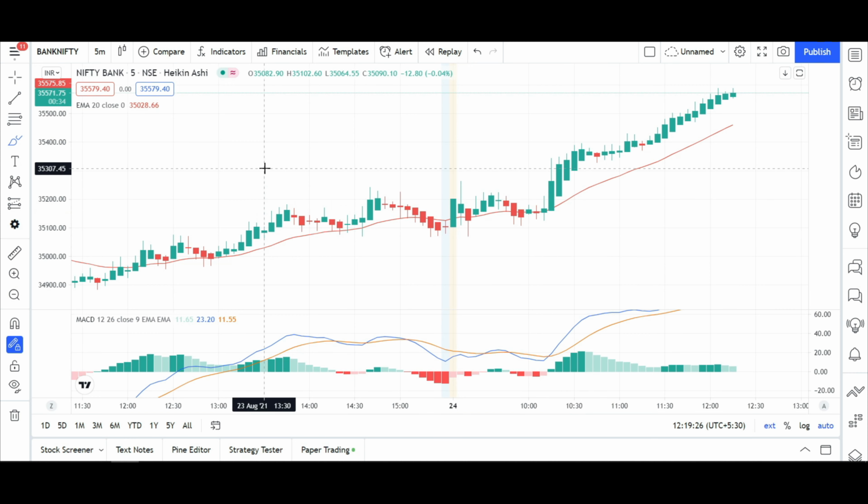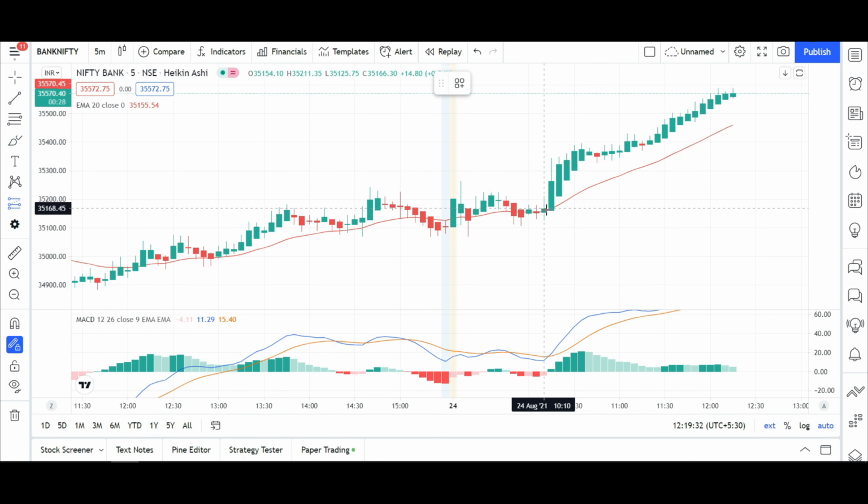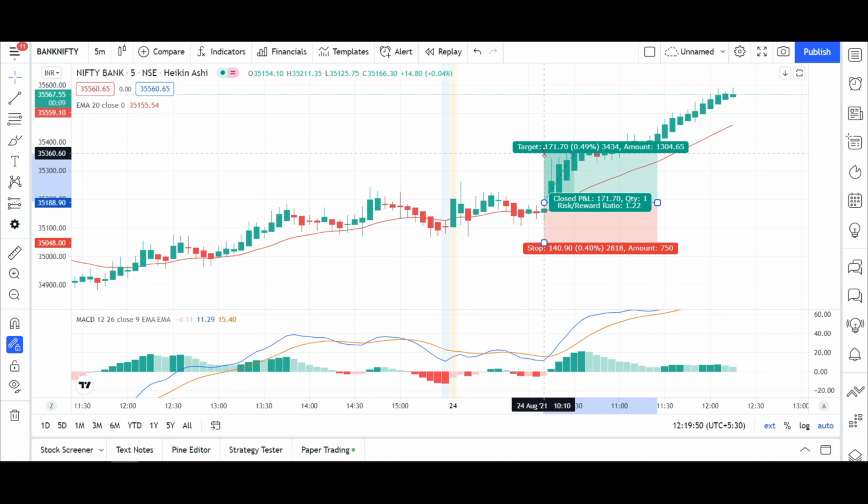So this right here is supposed to be our entry point for a bullish trade, because it is above the 20 moving average. The MACD line has crossed from below it, indicating that the market is going to take a bullish turn. So let's assume we enter somewhere here. Okay. So this is how we enter using this strategy.